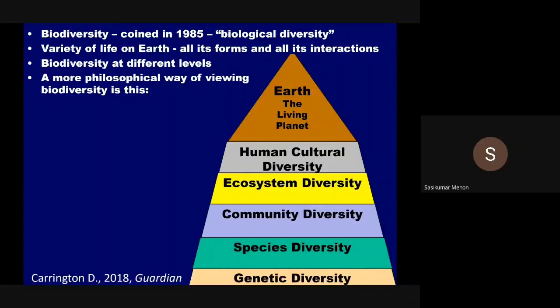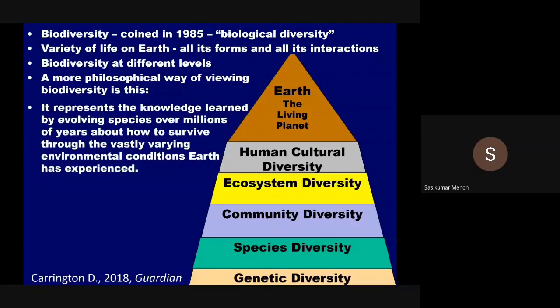Now, if you try to put biodiversity in a very philosophical way, then it is very deep. It is very important for us to understand this definition of biodiversity. It is the knowledge learned by evolving species over millions of years about how to survive through the vastly varying environmental conditions Earth has experienced. It's basically talking about evolution, about adaptation to the new changes happening on this earth. And this evolution being genetic, it is transmitted from one generation to the other. So it is actually the genetic knowledge that the species accumulate over millions of years of evolution, and that is what we see as biodiversity today. It's a knowledge gained out of adaptation and evolution.